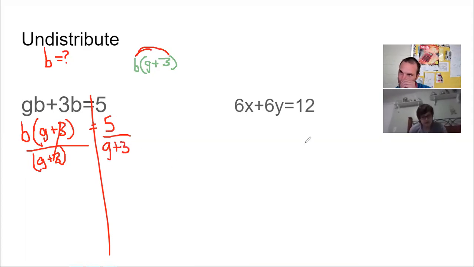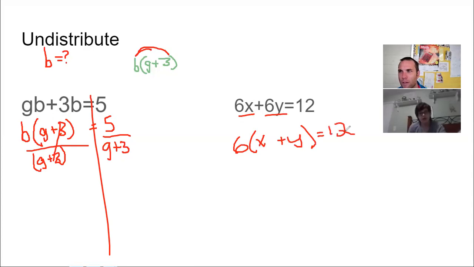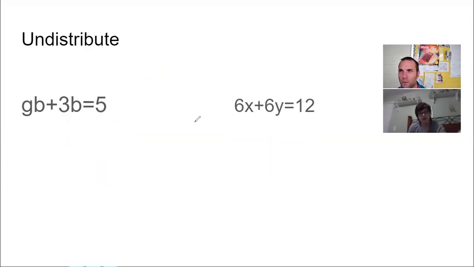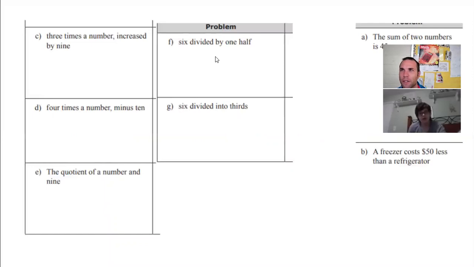All right. Does that make sense? Here's another one you can think about. You have a 6 on both. So you can take out the 6 and leave x plus y. And then you are allowed to divide the 6 on both sides. And that gives you x plus y equals 2. Okay, just a very, very helpful tool you can use in order to help your algebra.